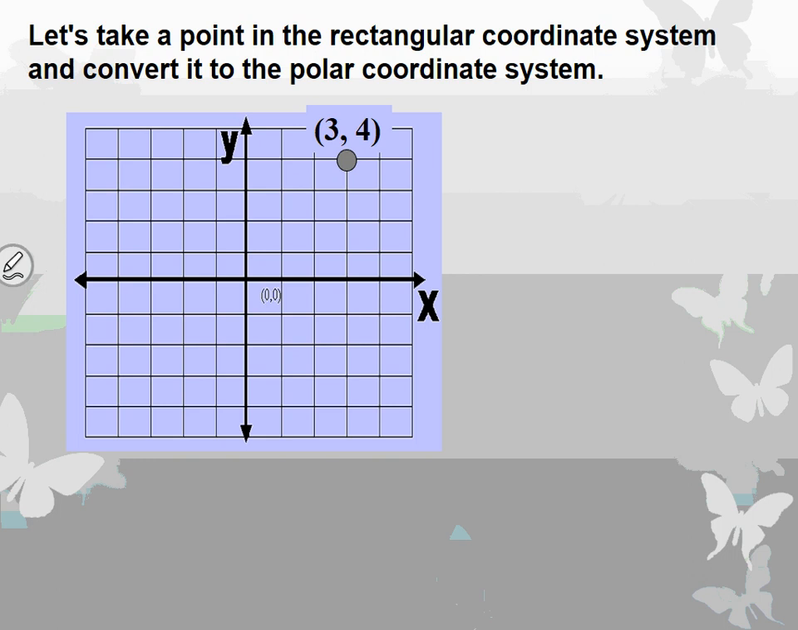All right, so let's take a point in the rectangular coordinate system and convert it to polar coordinates. Okay? Would you guys agree? So 3, 4, let's say that you are standing on 0, 0, and you want to get to 3, 4. Okay? In rectangular systems, we cannot travel.